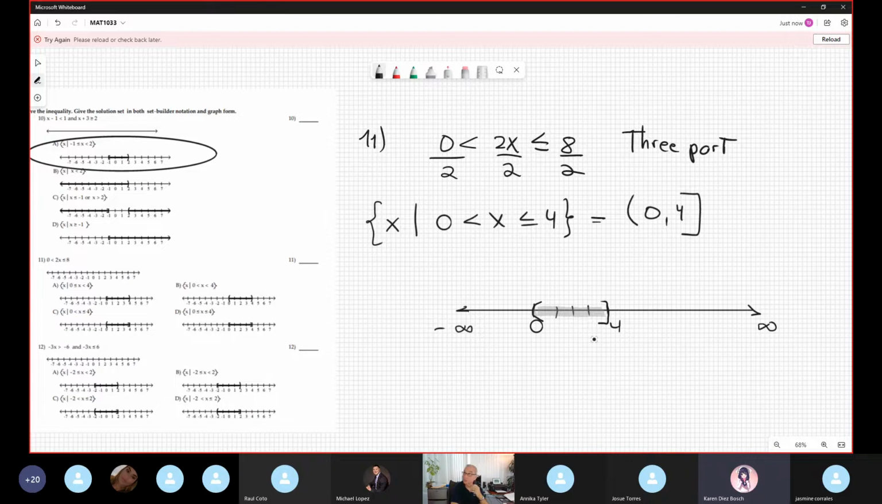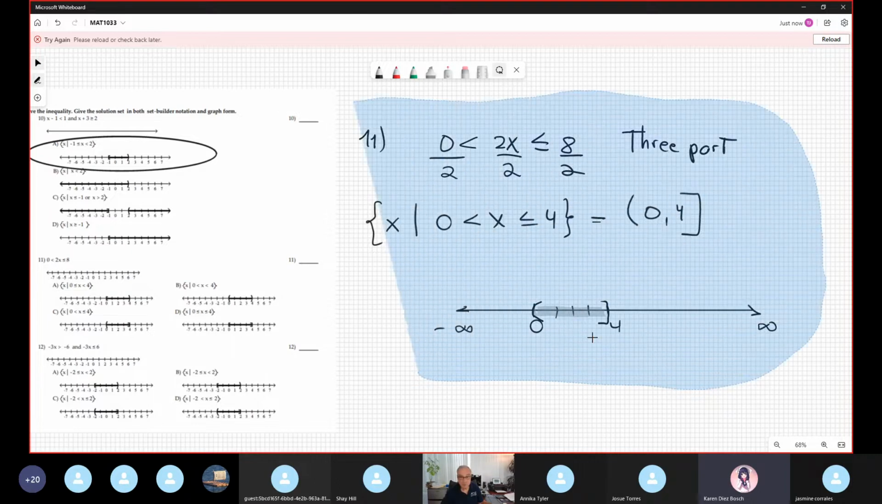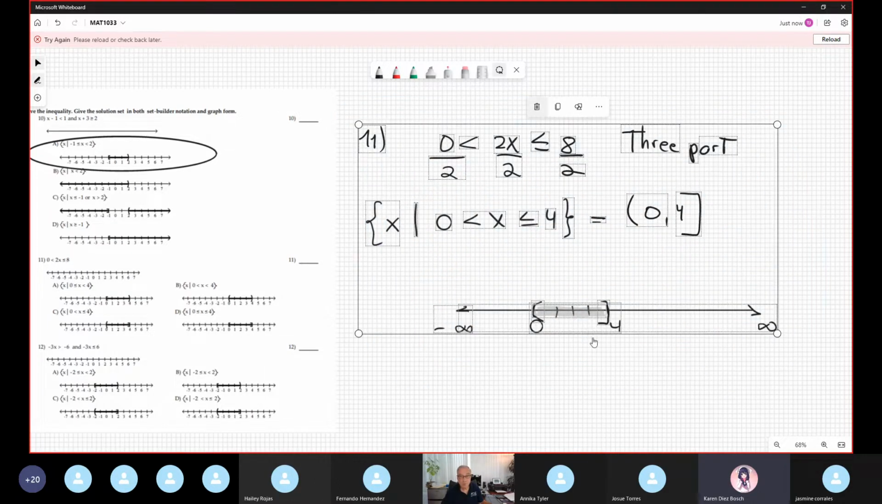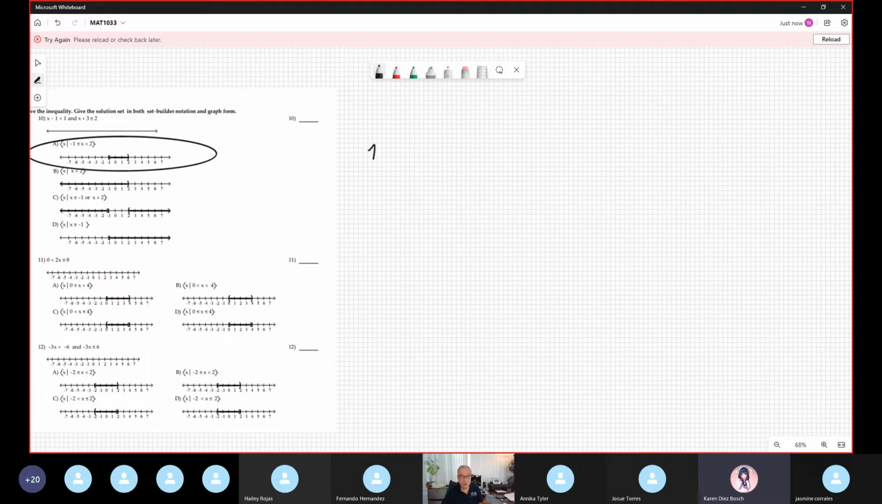Clear or confused? I know you're confused. But Chris says it's clear. Okay. Number 12, Chris. Number 12 says minus 3x greater than minus 6 and again we continue on minus 3x less than or equal to 6. Okay, cool.